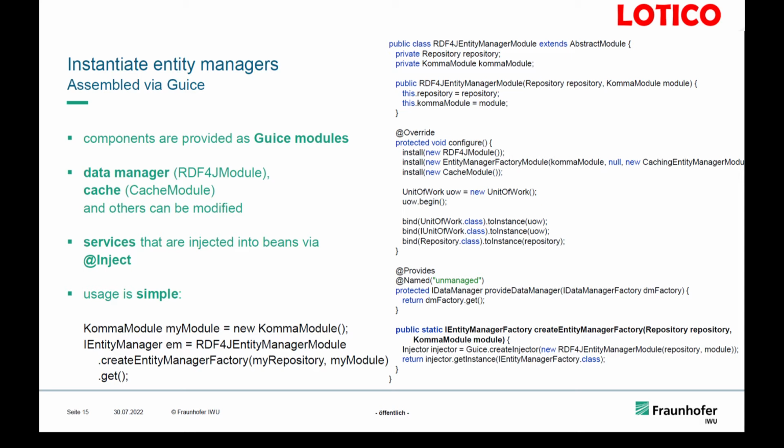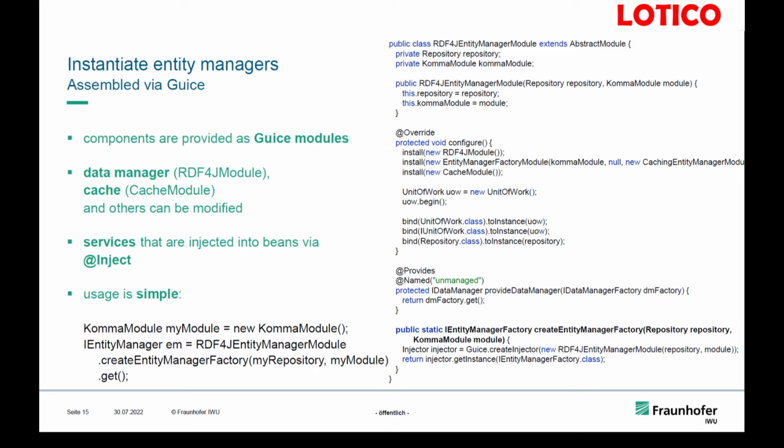KOMMA heavily relies on Guice for doing this. So you can see a Guice module on the right side that configures a KOMMA entity manager that is using the RDF4J framework. So the configure method provides the RDF4J module. It provides an entity manager factory module and also a cache module for KOMMA's bean and property cache. It also provides a unit of work implementation and the underlying RDF4J repository.